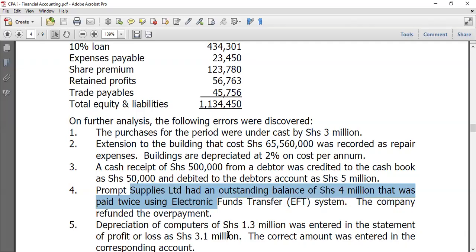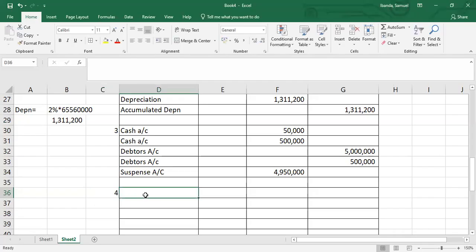So you just come here and say no error to be corrected. As long as you read the statement and you see that the error corrected itself, then there is no error to be corrected. Like that.